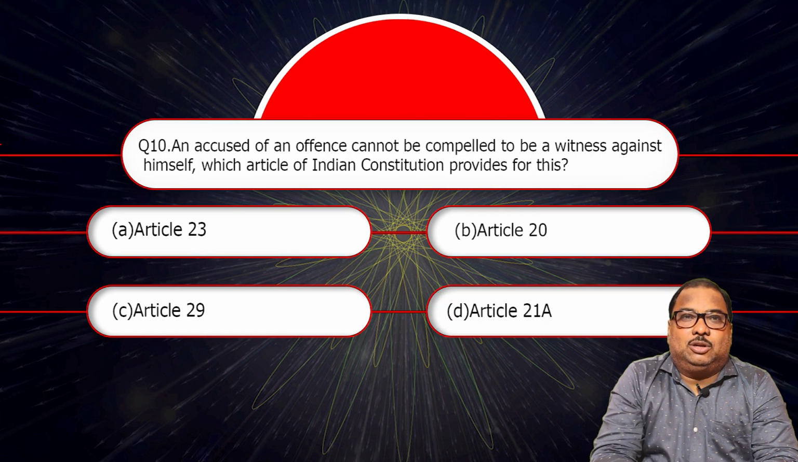Here is our next question on fundamental rights part 2. An accused of an offence cannot be compelled to be a witness against himself. Which article of the Indian Constitution provides for this? Option A, Article 23, option B, Article 20, option C, Article 29, option D, Article 21A. Your time starts now.